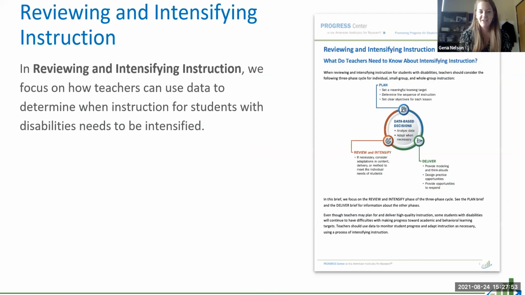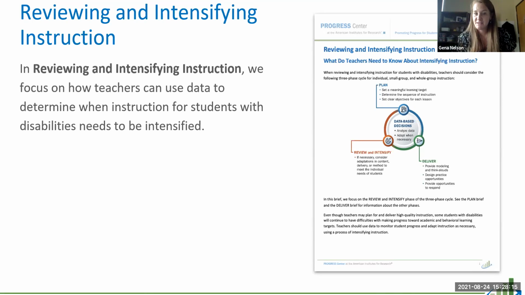All right, so Kary and Sarah just reviewed the critical aspects of instruction, including planning and delivering instruction. And during and after a teacher engages in those practices, a teacher will also want to review and consider the needs for intensifying instruction. And reviewing and intensifying instruction is our next practice.